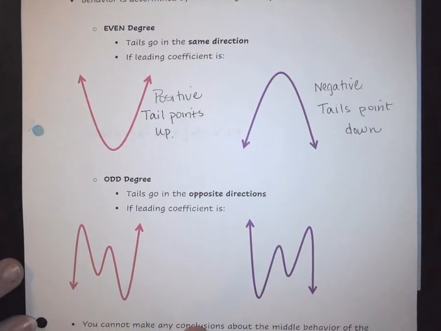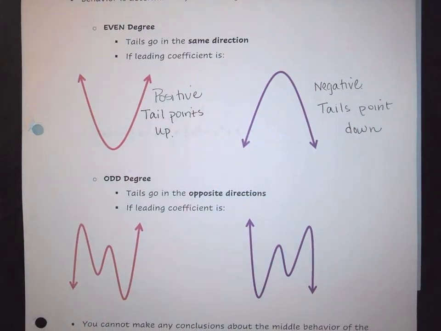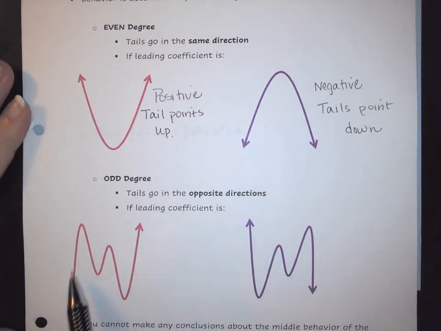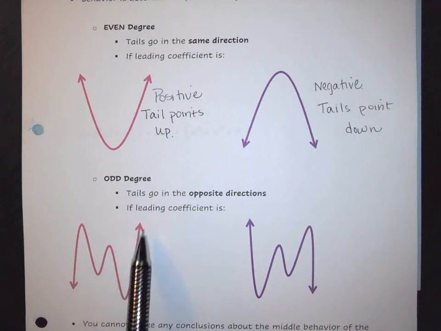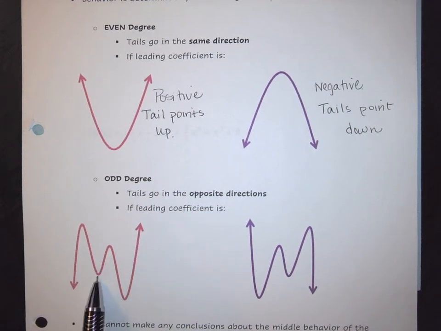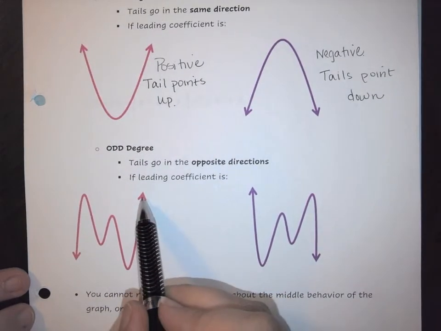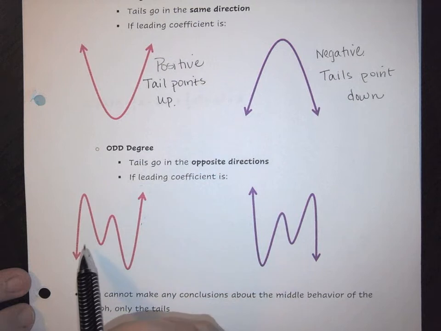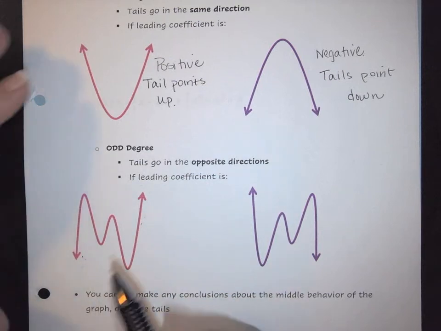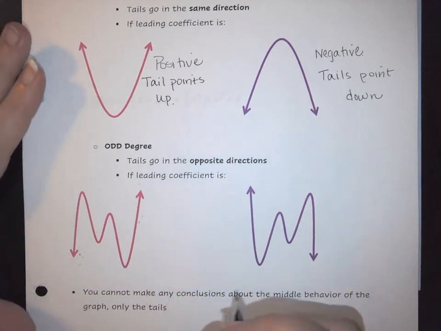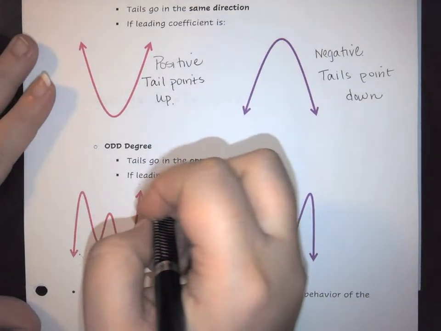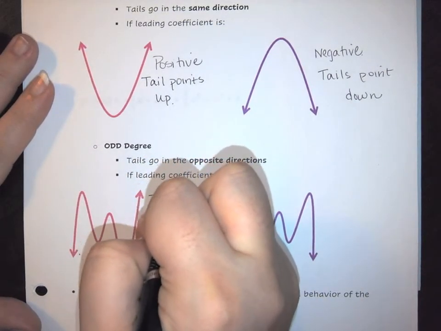Now the odd degree, if you think about a cubic function, you have one tail that points in one direction and one tail that points in the other direction. So here we have two representatives of that. Now we are talking just about these end behaviors, so what happens here in the middle doesn't matter. In this left-hand side one, or the pink one, notice the right tail points up, the left tail points down. Okay, so what we call that is we call this one your positive.